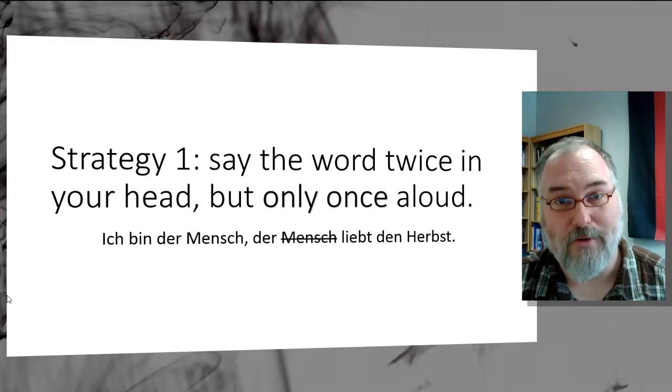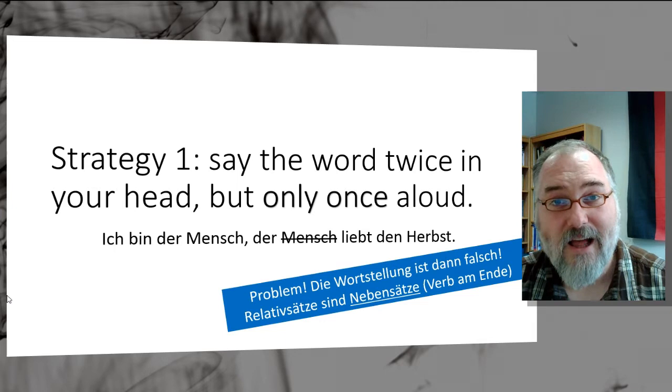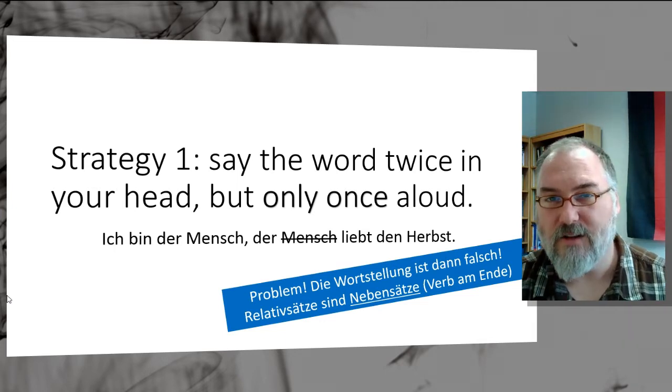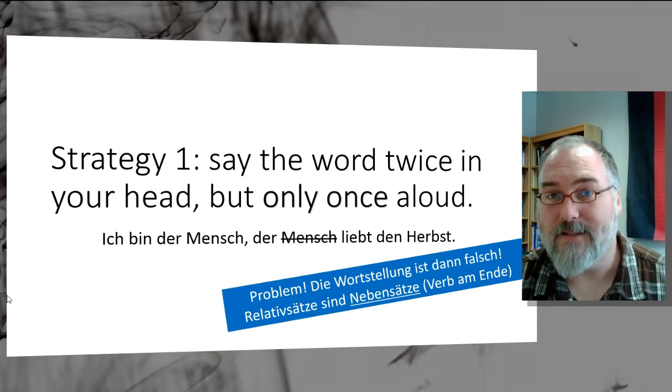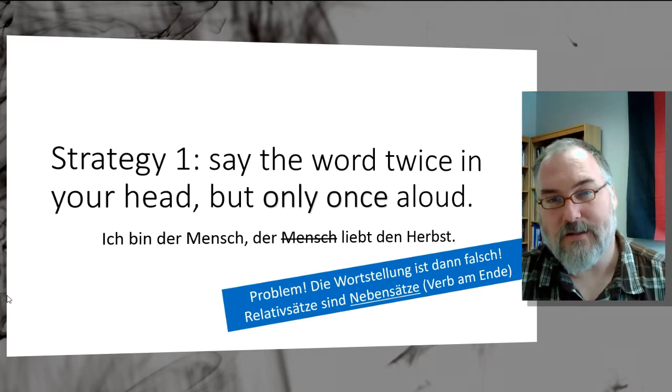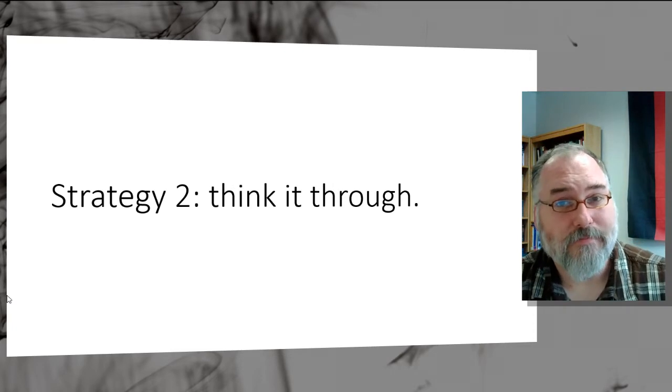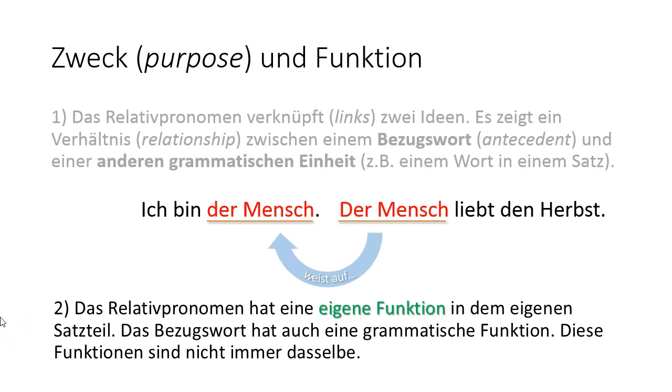That's a problem, though. The problem is Wortstellung, because these are going to be relative clauses, and relative clauses are Nebensätze, which means that their verb is at the end. So strategy 1 is going to get you into some trouble. A better strategy is to think it through. So, wir haben den Zweck und die Funktion besprochen. Das Pronomen verknüpft 2 Ideen zusammen.